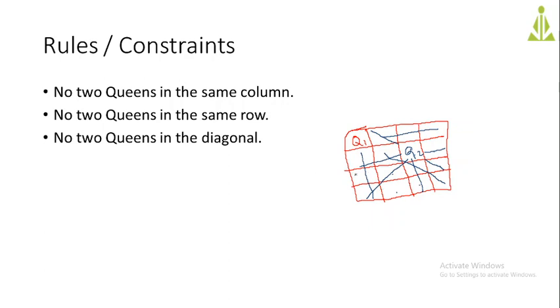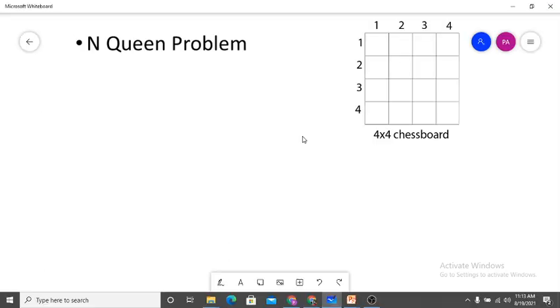For backtracking, we need to check all the possible solutions of the given problem. In dynamic programming we are looking for the optimal solution, but in backtracking we are finding all possible solutions, whatever the possible solutions are there for the given problem. Okay, let's take the example and we'll see.